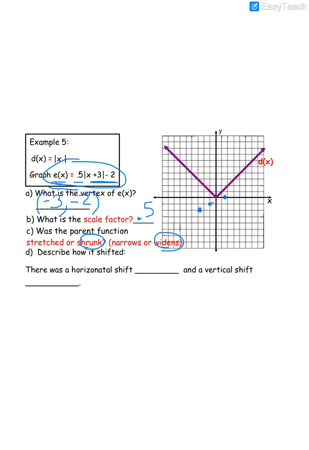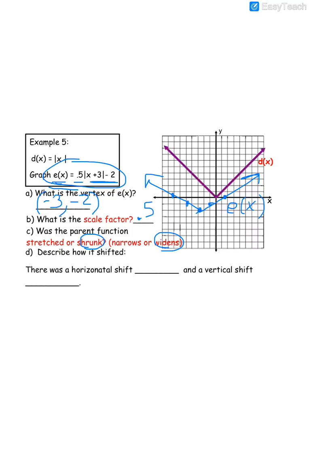I'm going to go the other way. -5, -1, 1, 2, 3, 4, 5, -1, and -7, 0. And I'm going to label this e of x.